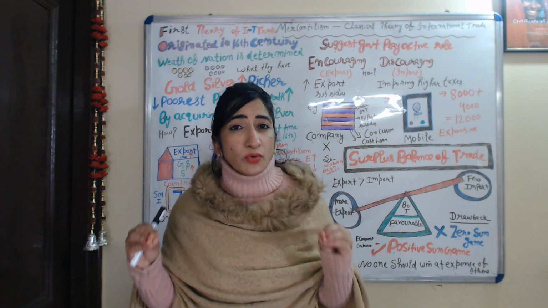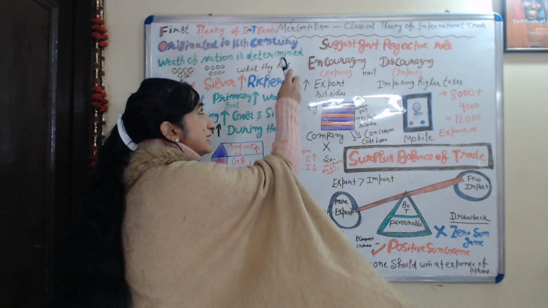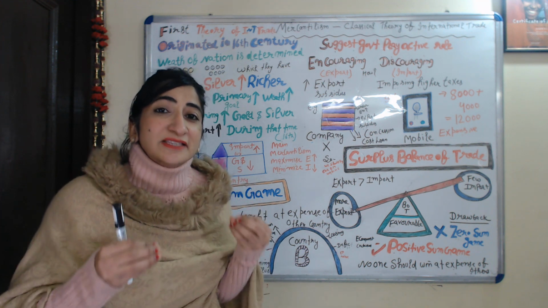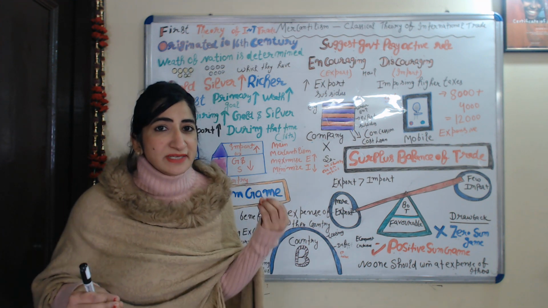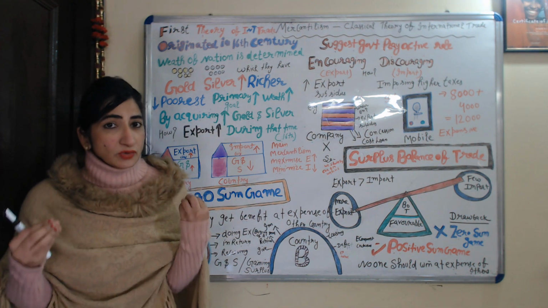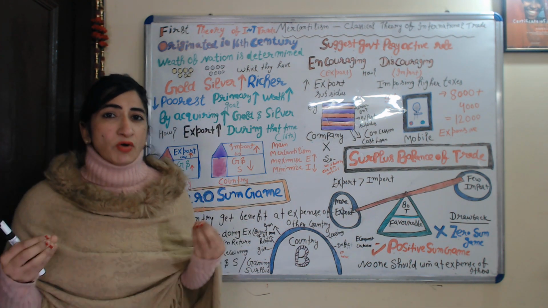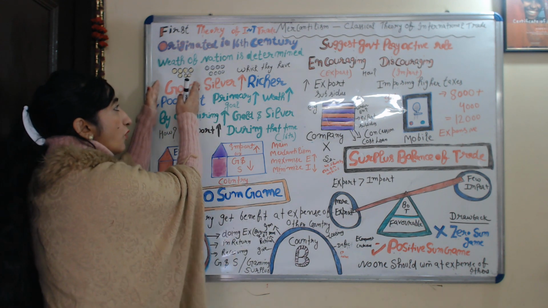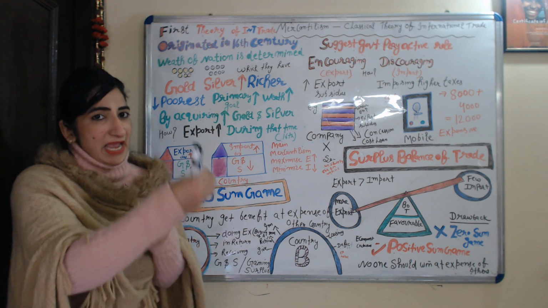Today we are going to learn about the mercantilism theory of international trade. This theory originated in the 16th century. According to this theory, the wealth of any nation is determined by the amount of gold and silver which they have.